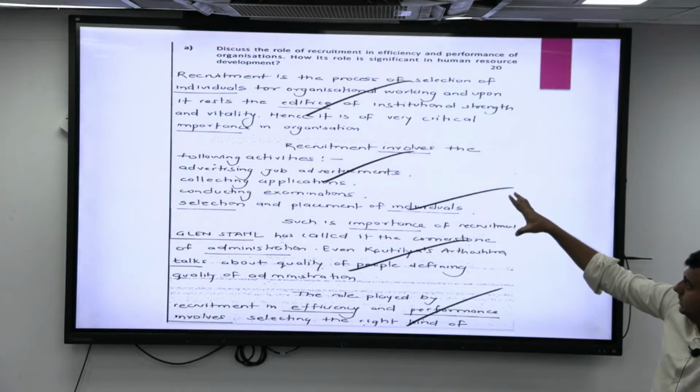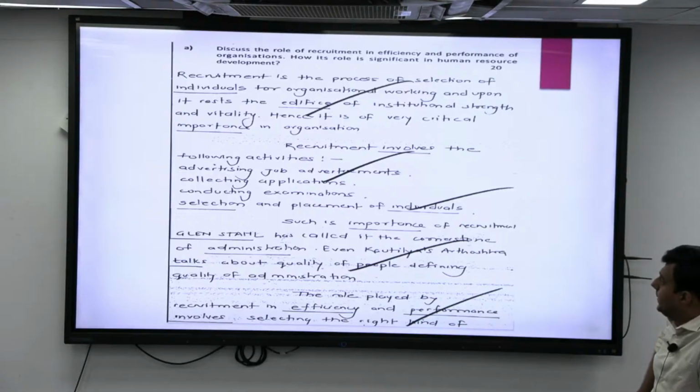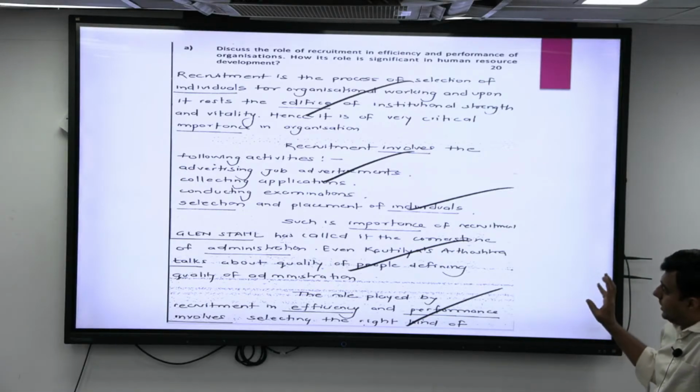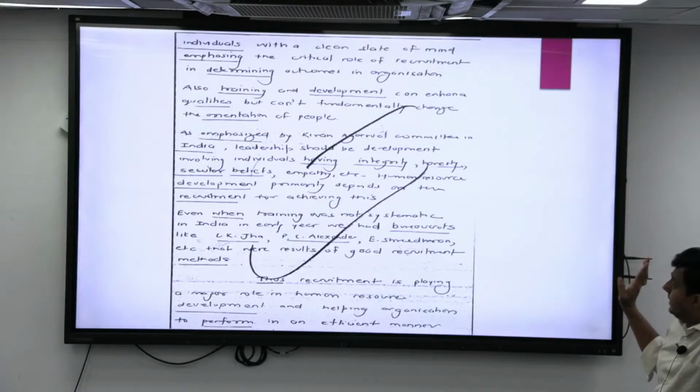See, look at the question here. They have asked a general question, and we have taken an answer from a topper: Discuss the role of recruitment in the efficiency and performance of an organization. How is its role significant in human resource development? Now look, if you look at the answer, you will understand. See, they have given him 15 out of 20. Why have they given him 15 out of 20?